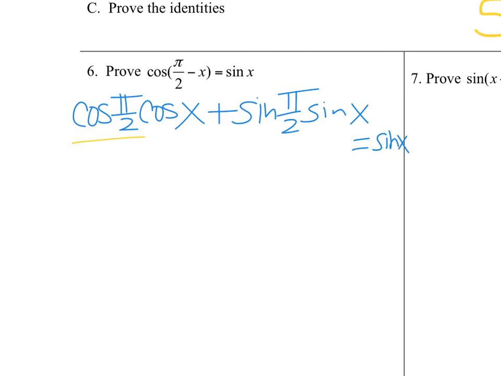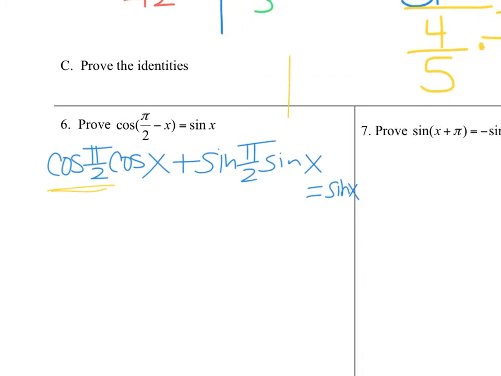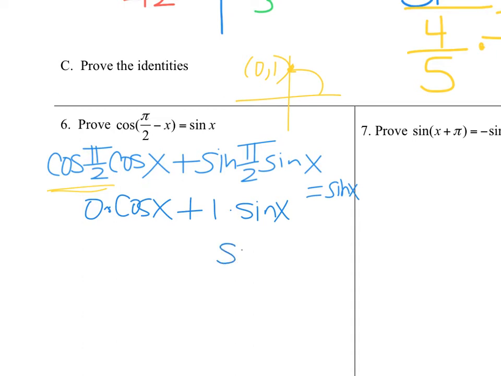We know what the cosine of pi over 2 is. If you go to your unit circle and you go to pi over 2, this is the point (0, 1). So what's cosine of pi over 2? 0. 0 times cosine x plus, what's the sine of pi over 2? 1 times sine x. Do you see it? 0 times cosine x is 0. 1 times sine is sine x. So we get sine x equals sine x.